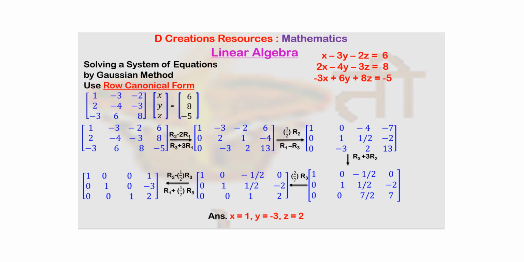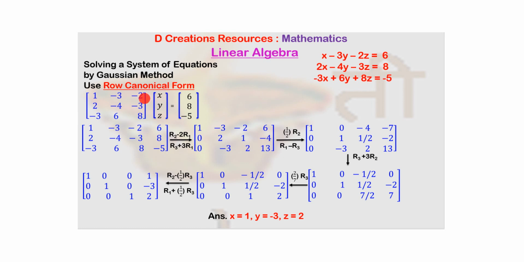Now, what is the first step? First step is rewriting this system in this format. What is this format? The first matrix is the matrix of coefficients. So 1, minus 3, minus 2, 2, minus 4, minus 3, minus 3, 6, 8. So you can see it the same here. See, 1, minus 3, minus 2 is the first row, 2, minus 4, minus 3, and minus 3, 6, 8.